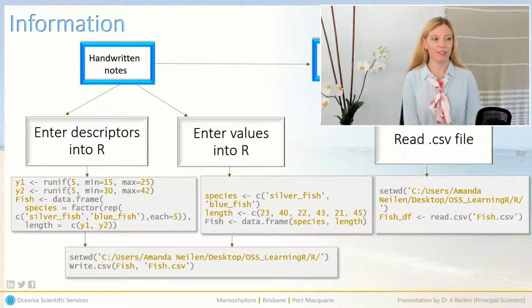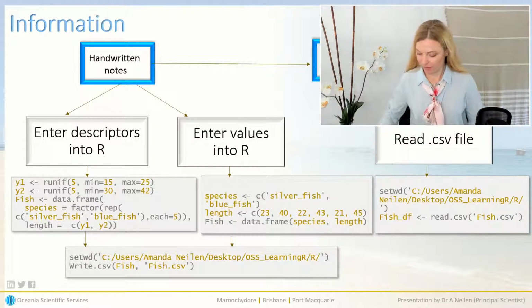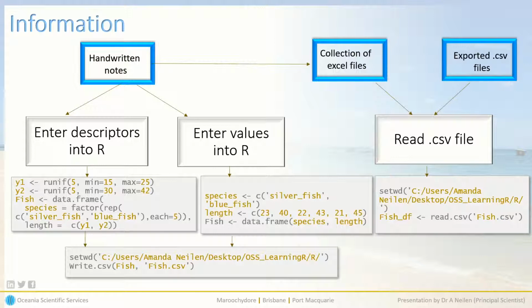So now we have a script running. I'm just going to move me. Where we have handwritten notes which may be used to enter descriptors into R. There we go. We could have handwritten notes that we enter directly into R. And then once we've created these data sets, we can write a CSV file. Alternatively, we can read files directly into R.